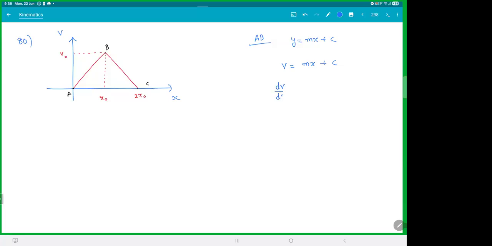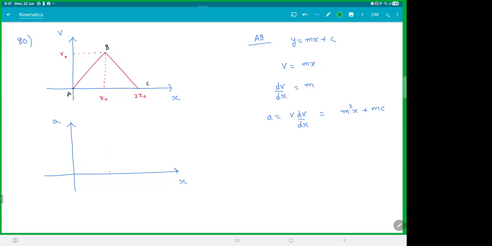So dv by dx will be equal to m. So acceleration will be v dv by dx. So this is actually v is mx plus c, into m. So that's m square x plus mc. If you observe, this is also a straight line with a positive slope and a positive intercept. That means if you plot an AX graph from A to B, it should be also a straight line, right? No, wait, it's a straight line, but it is not.